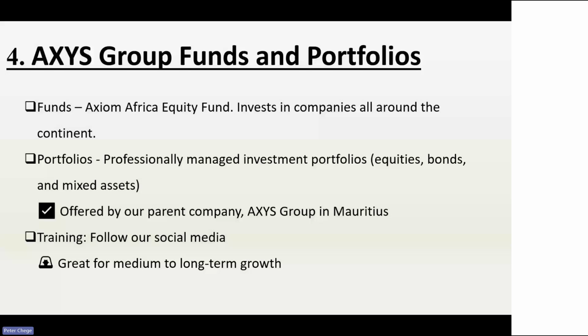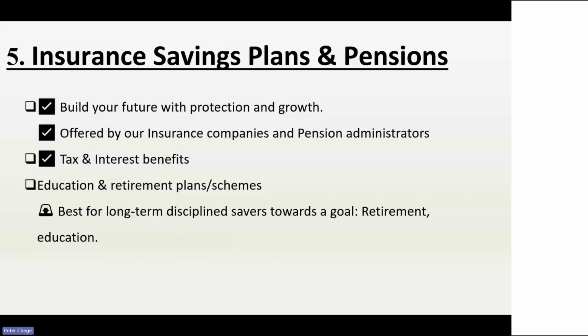The other product is insurance savings plans and pensions. You have had some of the insurance companies coming to sell you education plans and such. They're also savings. So you build your future with protection and growth. They are offered mostly by insurance companies, and pensions are offered by pension administrators. You enjoy tax relief and also interest. For insurance savings plans, there are education plans. There could also be holiday plans. So you always check with your insurance provider.